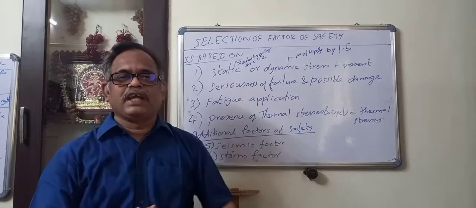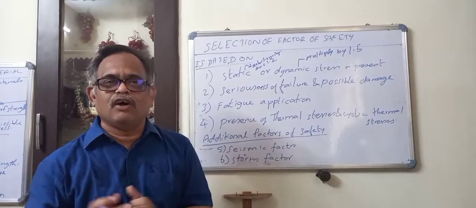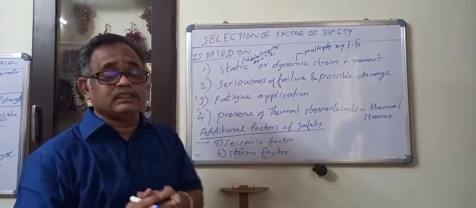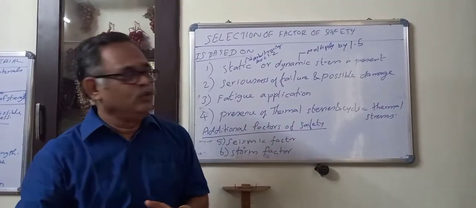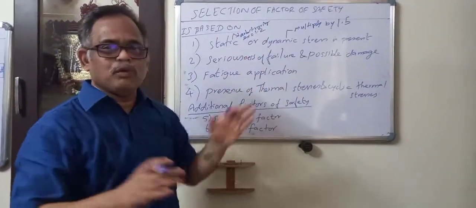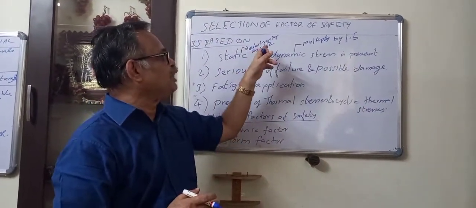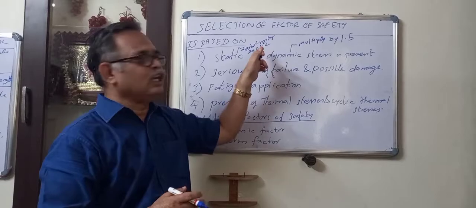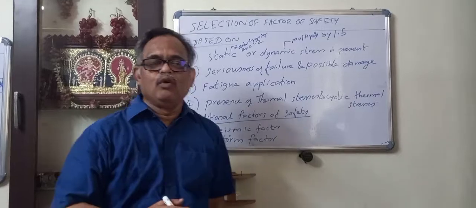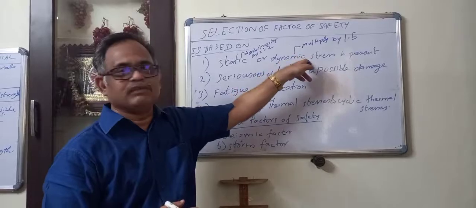If it is going to be a fatigue application, based on your endurance limit, not the stress strain curve, but the stress versus number of cycles curve, you have to select what should be the maximum permissible stress. And for fatigue applications, for the maximum stress, you should select a factor of safety of 1.2, and it should be multiplied by 1.5, because fatigue is always a dynamic state of stress.